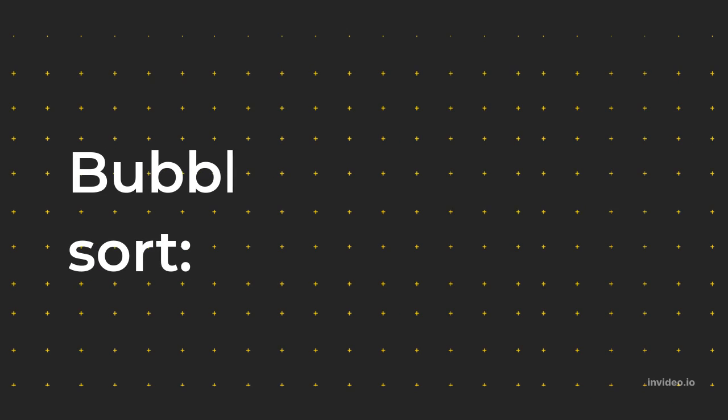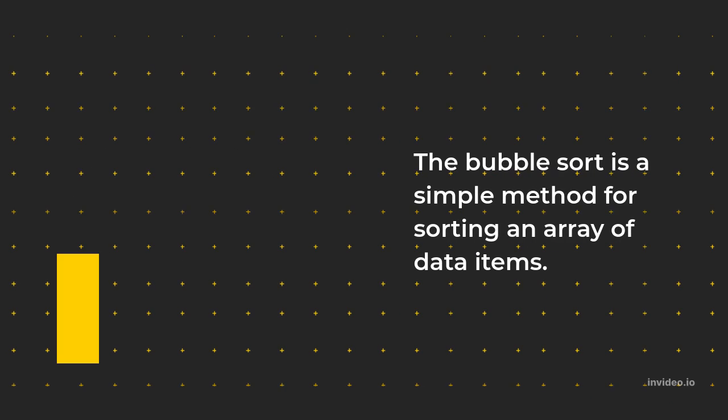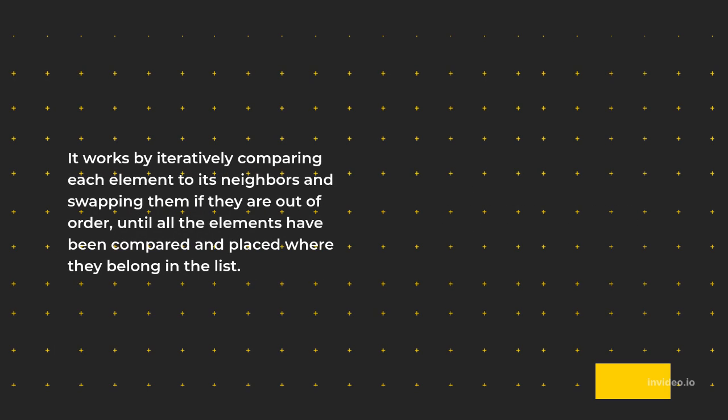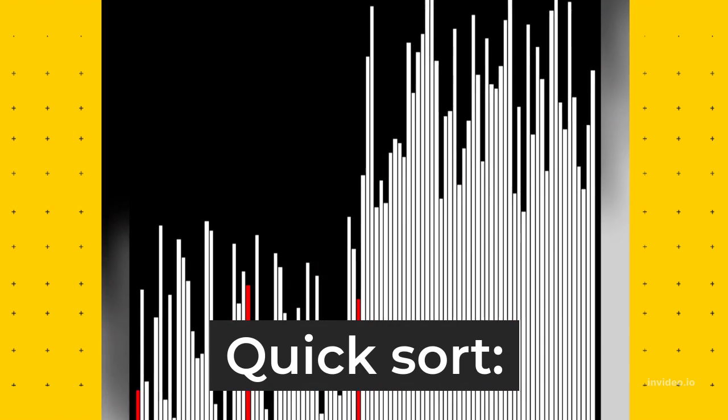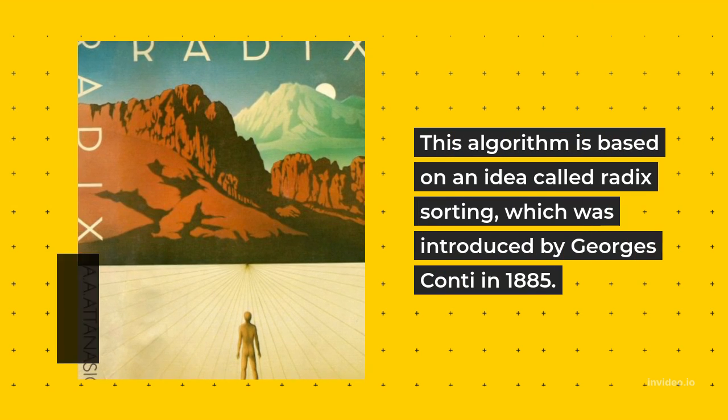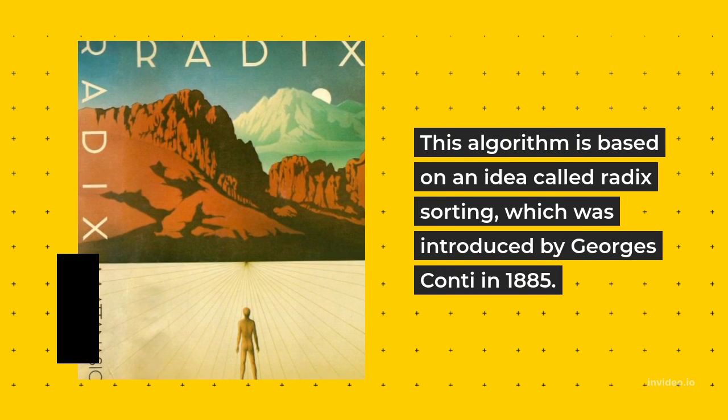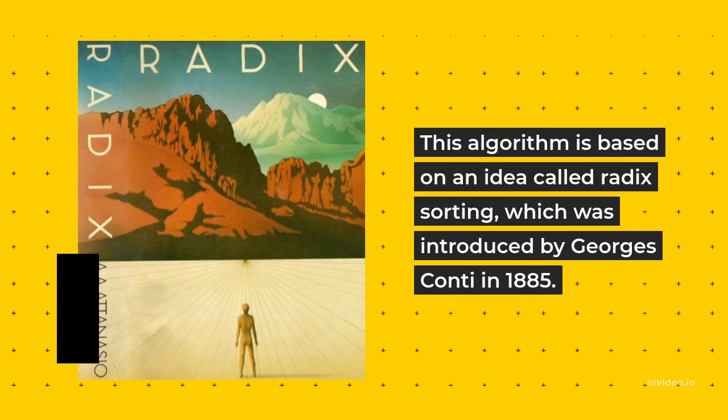Bubble sort. The bubble sort is a simple method for sorting an array of data items. It works by iteratively comparing each element to its neighbors and swapping them if they are out of order, until all the elements have been compared and placed where they belong in the list. Bubble sort has good performance characteristics, but it can be quite slow when the number of items in your array is large.